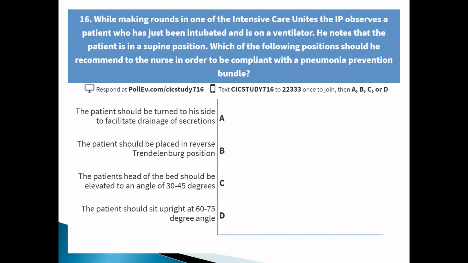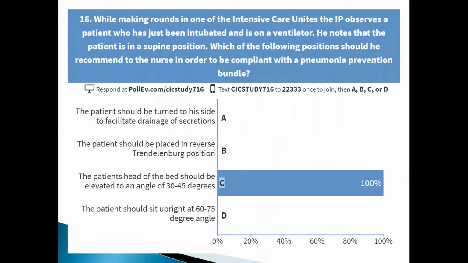All right. So while making rounds in one of the intensive care units, the IP observes a patient who has just been intubated and is on a ventilator. He notes that the patient is in a supine position. Which of the following positions should he recommend to the nurse in order to be compliant with a pneumonia prevention bundle? The patient should be turned to his side to facilitate drainage of secretions. The patient should be placed in reverse Trendelenburg position. The patient's head of bed should be elevated to an angle of 30 to 45 degrees. Or the patient should sit upright at a 60 to 75 degree angle.